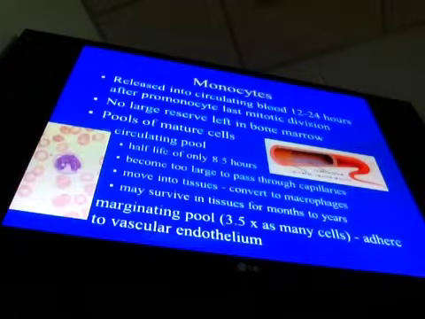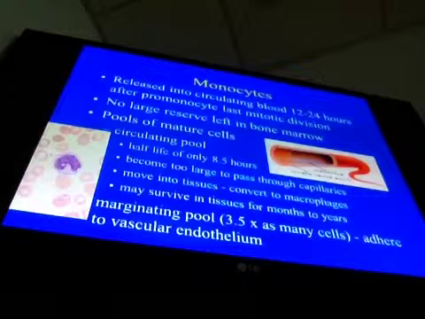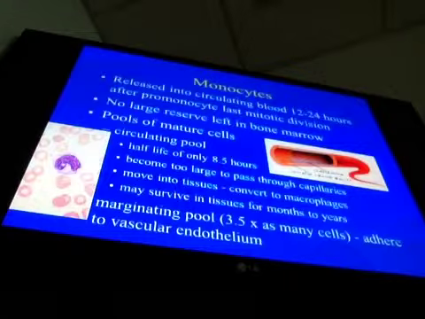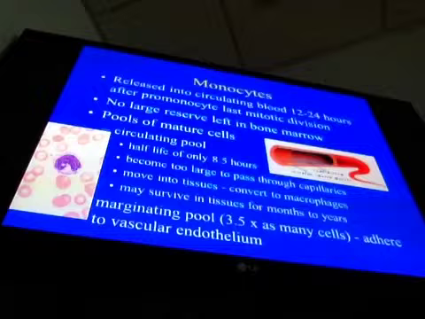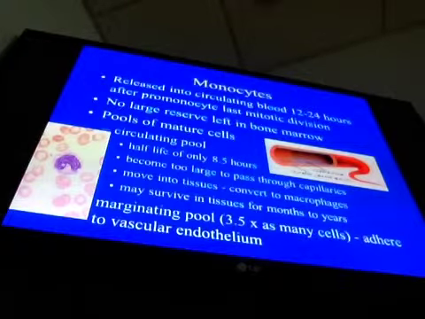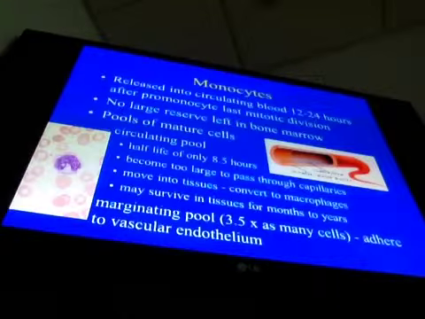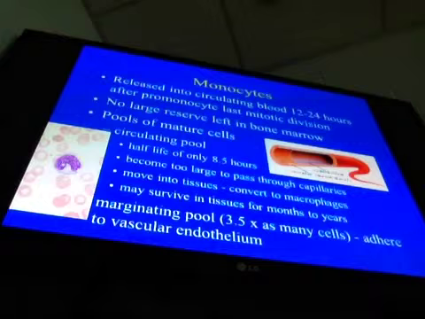In addition to the circulating pool between the circulation and the tissues, there is a marginating pool. This marginating pool, which represents 3.5 times as many cells as the circulating pool, adhere to the vascular endothelium. So again, these are the cells that I would call the catfish. They're adhering to the endothelium and just taking debris out of its way.